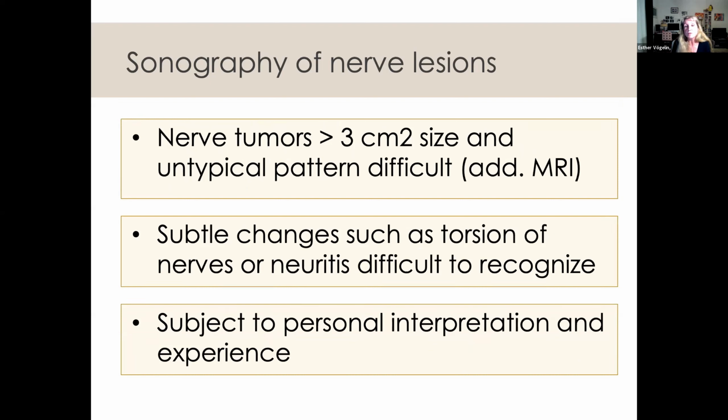Nerve tumors over 3 square centimeters of size and untypical pattern, they are difficult to judge in the sonography here. You need an MRI. And torsions or neuritis of nerves, they are really difficult to recognize. It's getting a bit better with more experience. And all of these changes are subject to personal experience and interpretation, and it gets better when you compare it to the non-involved side.